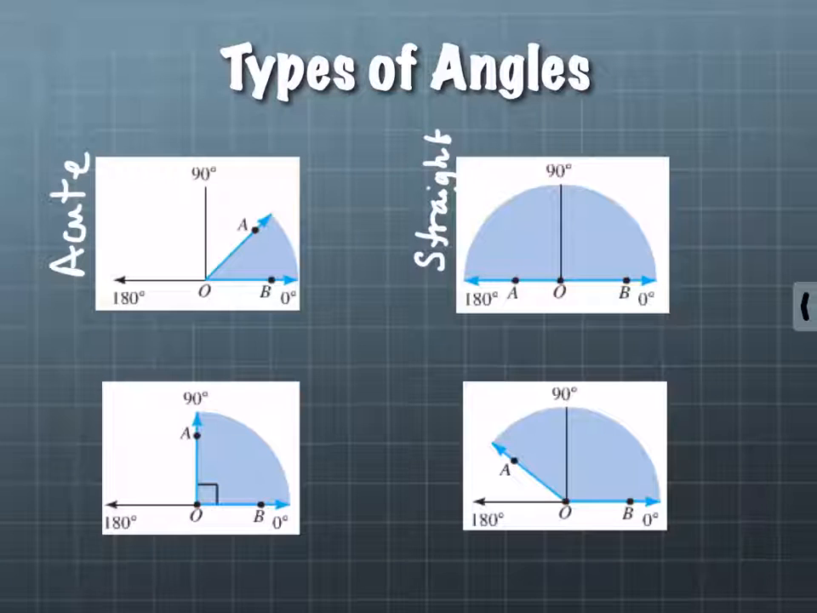How about the bottom left-hand corner? What's that one called? Right, that is a right angle. And a right angle is a 90-degree angle. A straight angle, I should have said, is a 180-degree angle. So a right angle is a 90-degree angle. And what about this last one over here? It is obtuse.